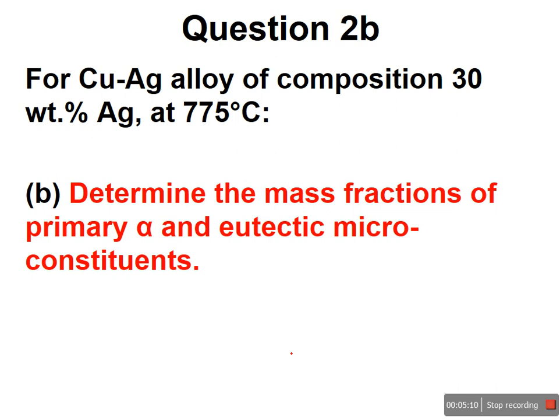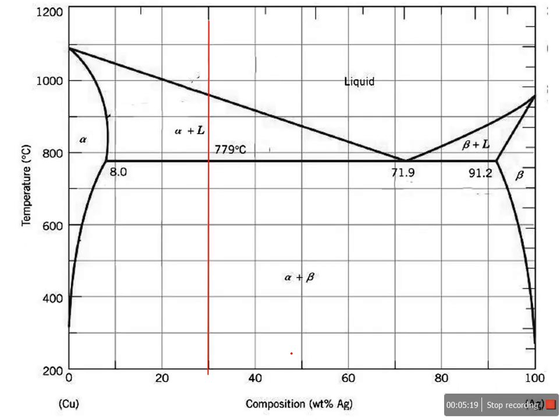Now, the second part of the question is to determine the mass fractions of primary alpha and also the eutectic microconstituent. So this brings me back to my earlier point. If we consider just above the eutectic isotherm, then we can work out the percentage of alpha and liquid. Now, after cooling to just below the eutectic isotherm, this alpha then becomes primary alpha, and all of the liquid is in fact transformed to give the eutectic composition, which is a combination of alpha and beta.